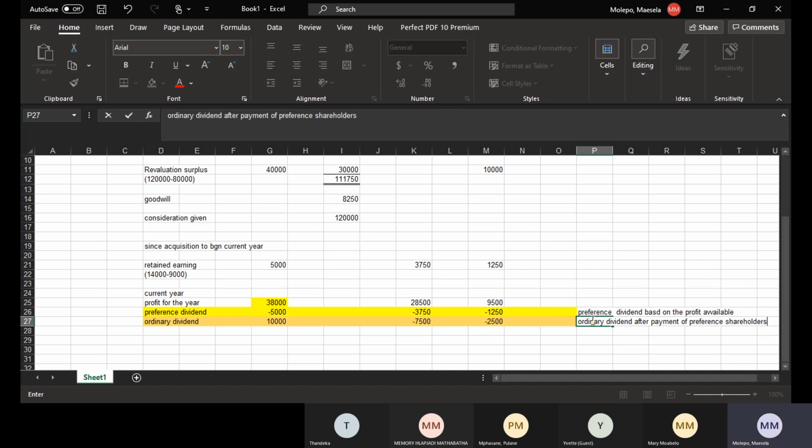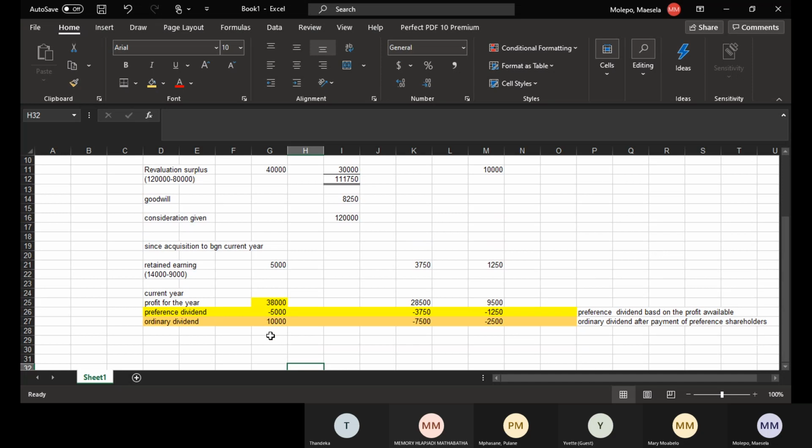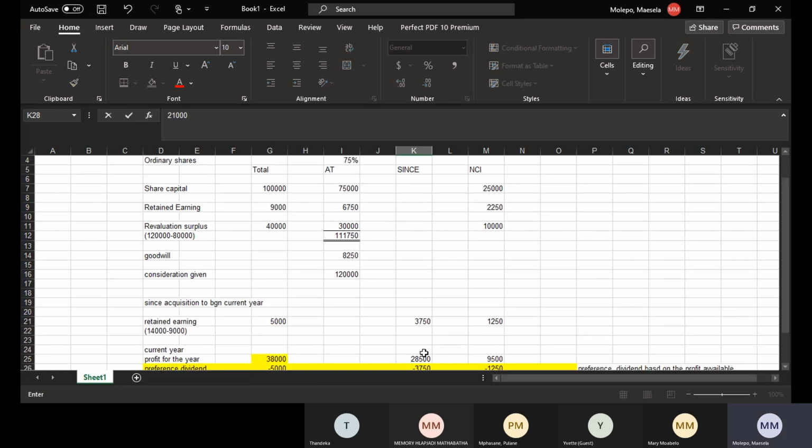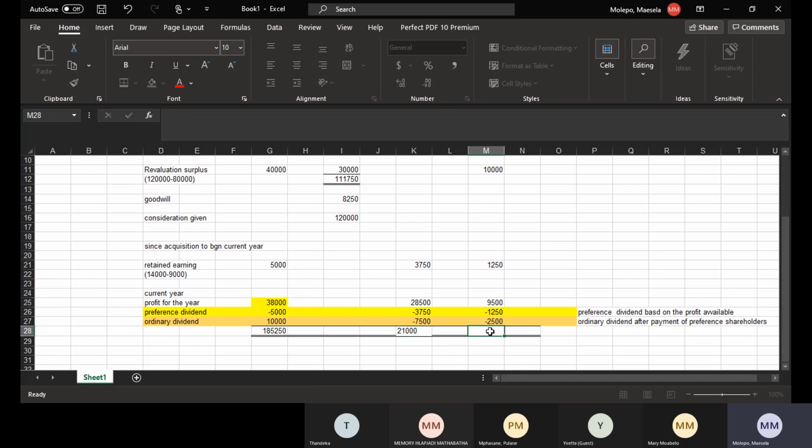It's mandatory that first you pay the preference shareholders, then the remaining must be utilized for the ordinary dividend. If there is no money available to pay for ordinary dividends, in that case the ordinary dividend won't be paid. So we can do the totals, which will sit on 185,250, 21,000, after taking into account the whole column. And then here we'll sit on 44,250.